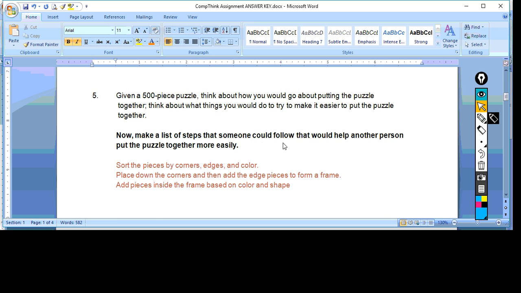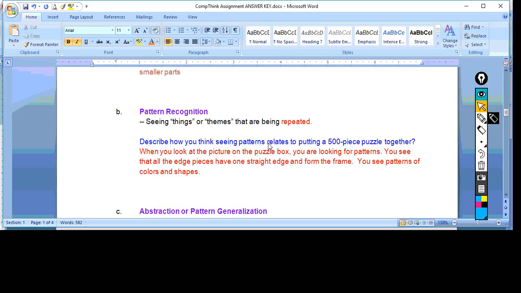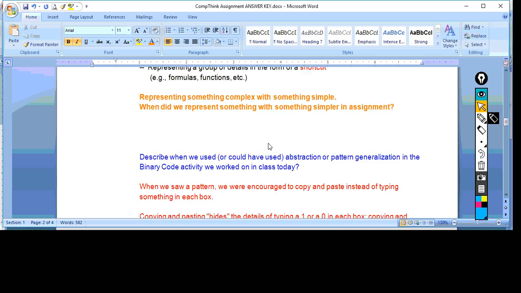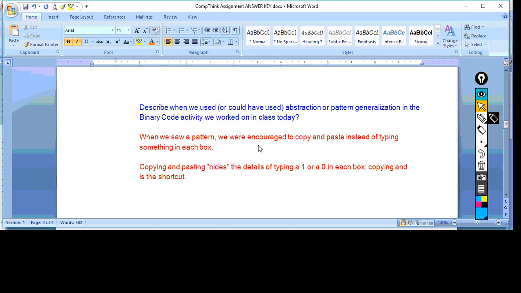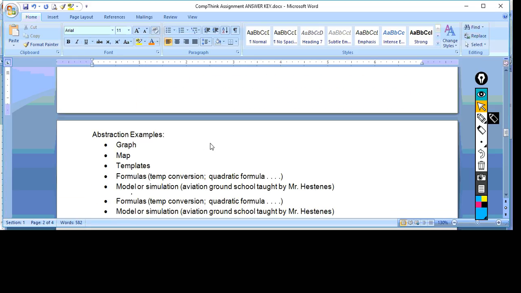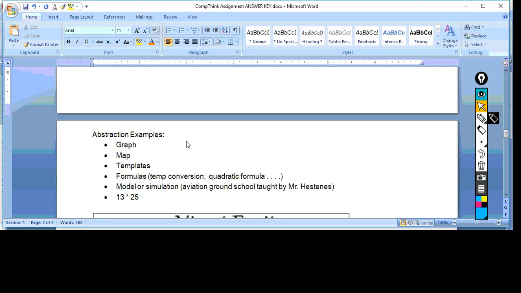All right, so let's go down here, and okay, we're going to skip this part. If you were absent, you didn't have to do the binary code activity, so you don't have to worry about this. So let's just go on to here.